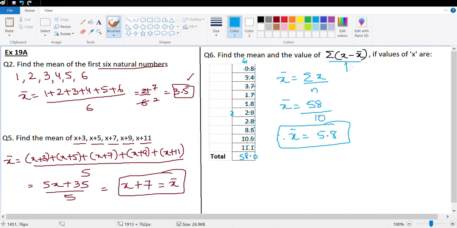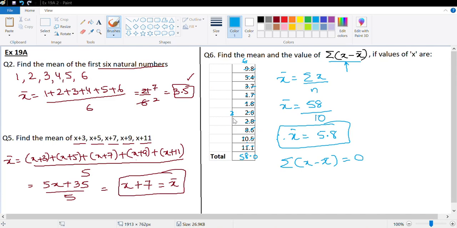Next, they want us to find the summation of the deviation. We know summation of deviation is equal to 0, and we don't need to show it. We can directly write this as a property. So the value of summation of deviation is 0. Let's look at the next question.